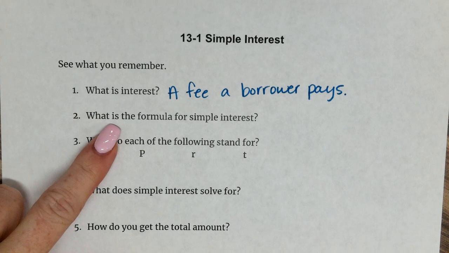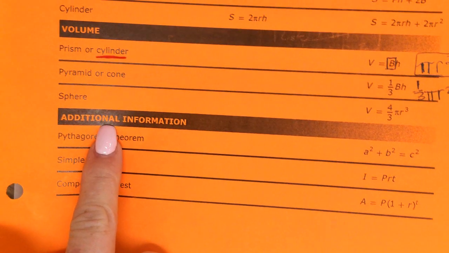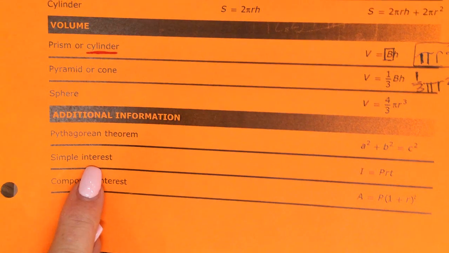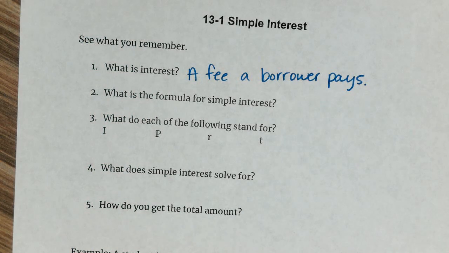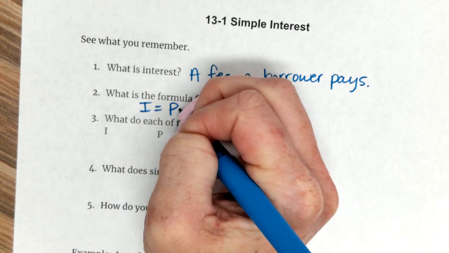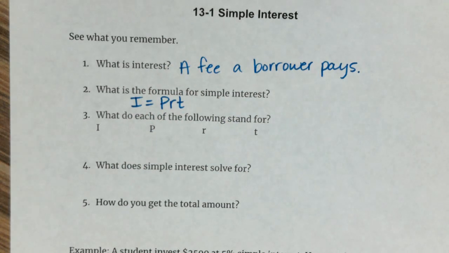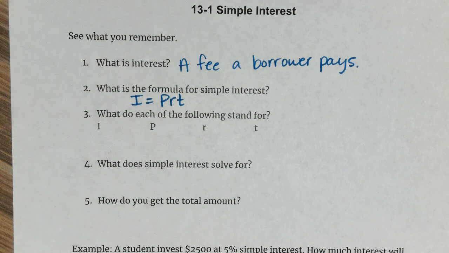The next question, what is the formula for simple interest? Where would you look? Star chart. So you go down at the very bottom under additional information, and you find the formula for simple interest, which is I equals PRT. Write that down. And I got that straight off the star chart.